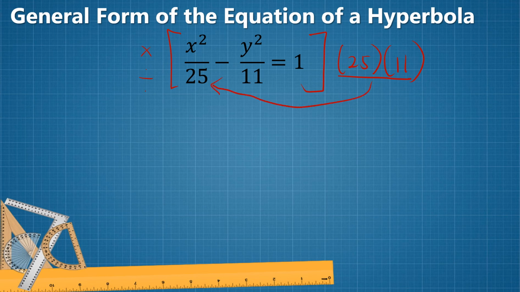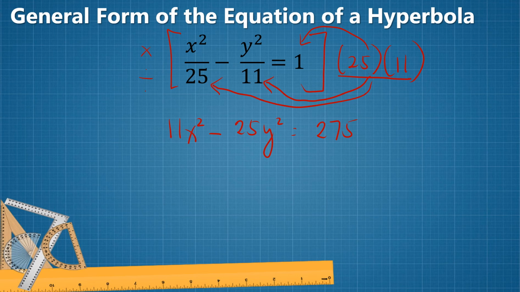It implies that 25 cancels, and what remains is 11. So 11 times x squared, we have 11x squared. Minus, we're going to divide this by this other denominator. 11 is removed, and what remains is 25. So times y squared, we have 25y squared. Equals, we're going to multiply 25 times 11 times 1. Since it is a whole number, it implies that 25 times 11 is equal to 275.